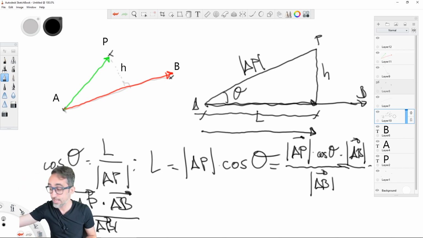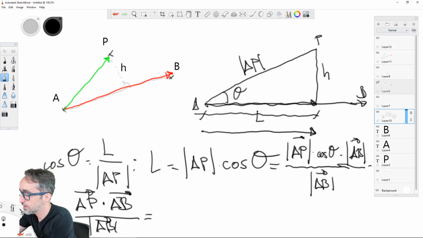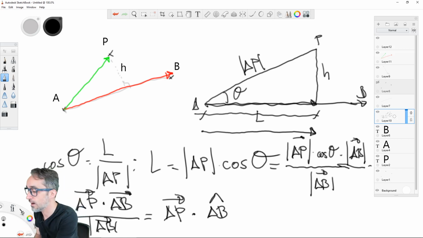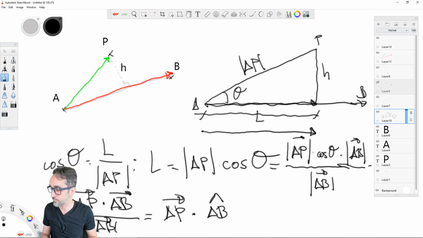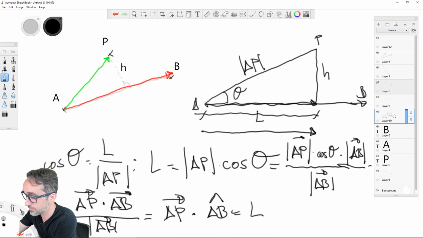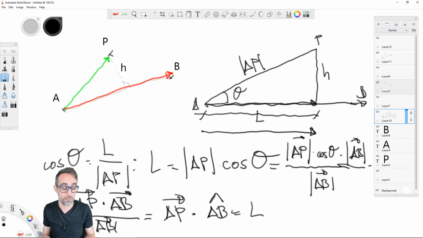Okay? And if we push this a bit more, if the length of the vector AB happens to be 1, if we unitize that vector, then this is equal to the vector AP dot product, and I'm going to put a hat here. The hat means that this vector has been unitized, okay? So this is AB, the unitized version of AB. Oh, right, so this equals the length of that projection here.